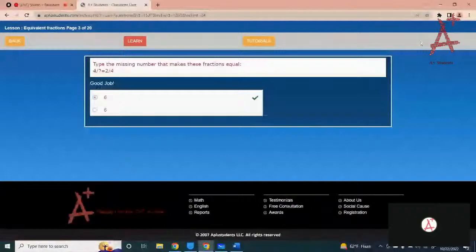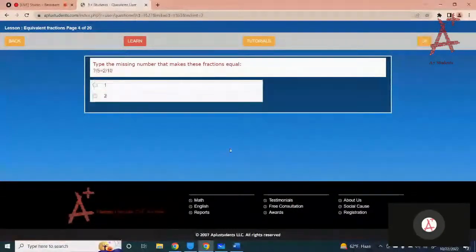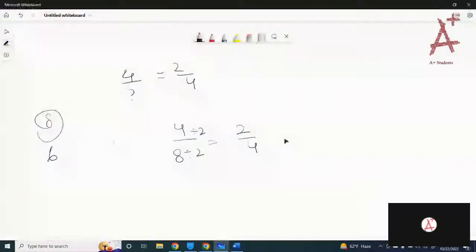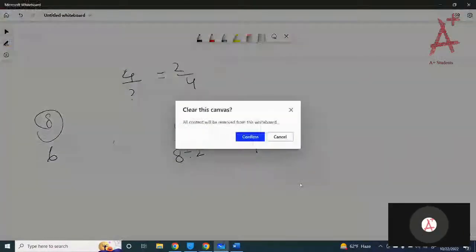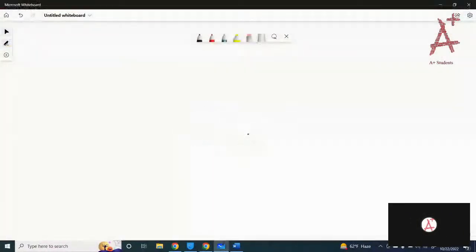Okay, the next one is type the missing number that makes the fraction equal. Okay, so we have missing number divided by 5 equals 2 over 10. So the options are 1 and 2. Okay, here you have 5 and here you have 10. That means 5 is multiplied by some number to make it equal 10. Got it? 5 times 2 is 10.